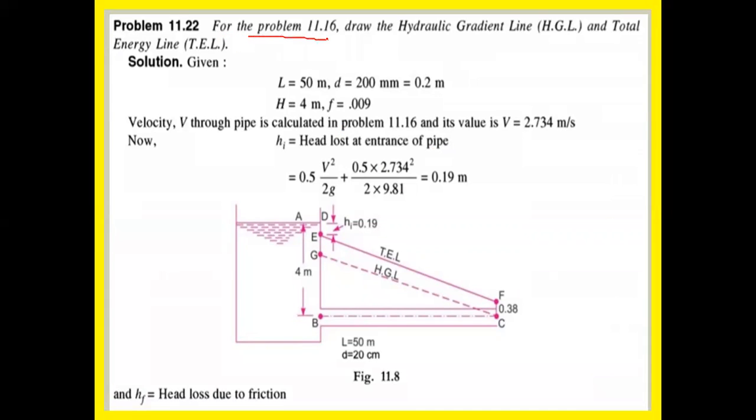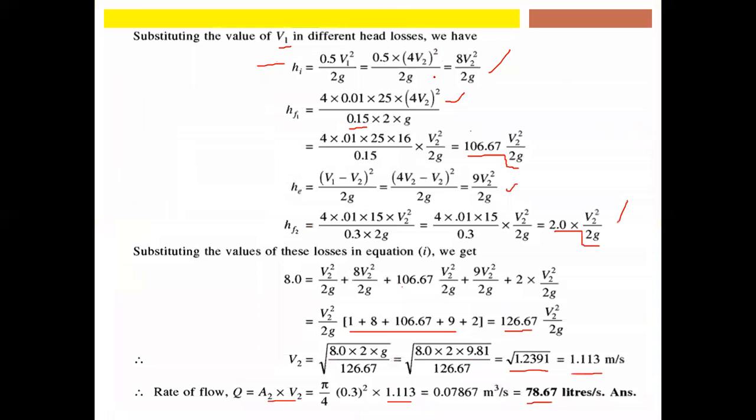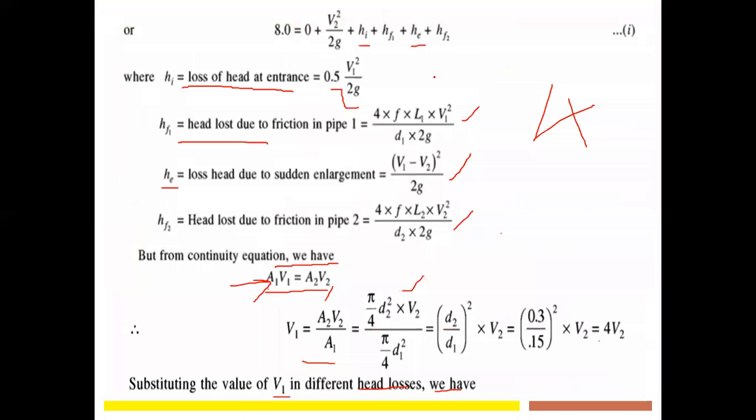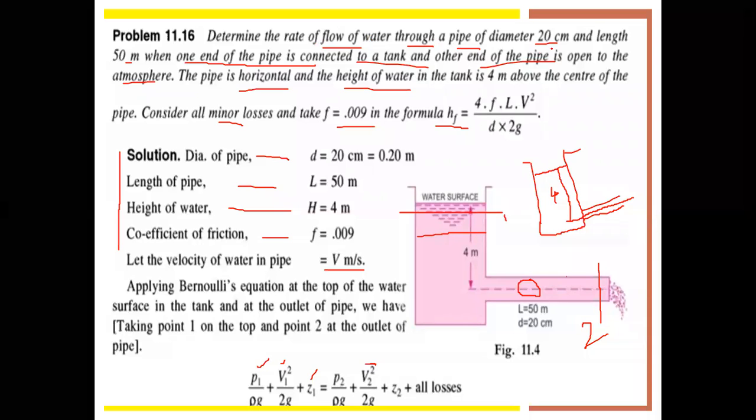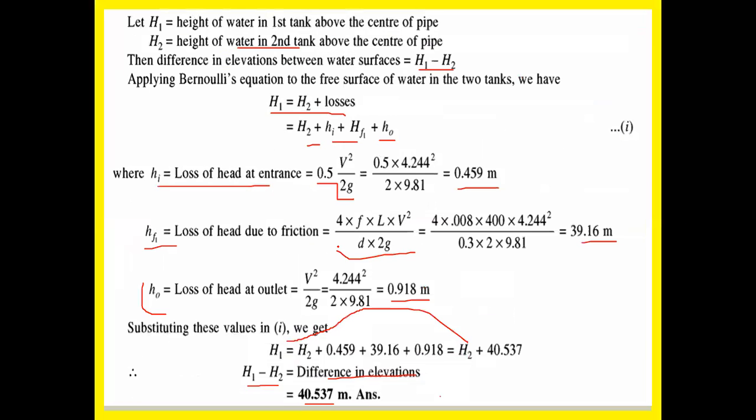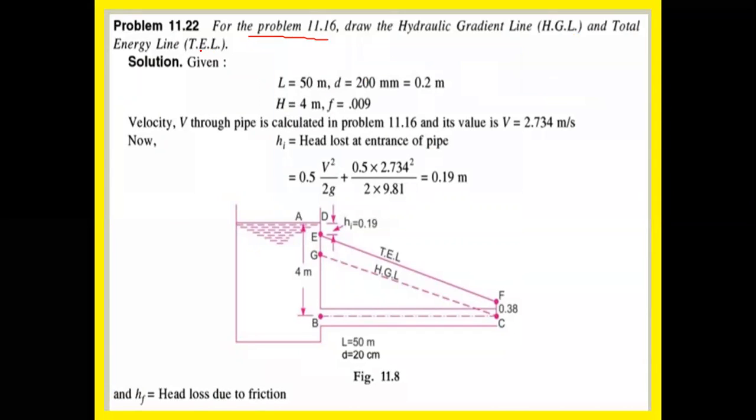Now taking this problem into consideration, take the problem 11.6. Draw the hydraulic gradient line and total energy line. Taking this 11.6: determine the rate of flow of water through the pipe of 20 centimeters diameter and length 50 centimeters. The end of the pipe is connected to the tank. Same figure. Based on this data, now find the hydraulic gradient line and the total energy line.